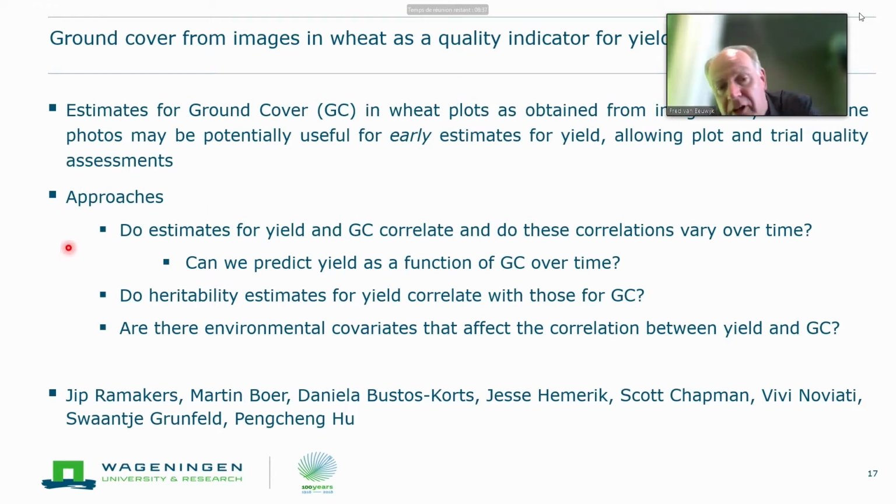And we verified at this moment, let's say, the following steps. We could look at whether yield and ground cover correlate over time for particular fields. And we can also ask ourselves, can we predict yield as a function of ground cover? We can also look at the heritability for yield and see whether the heritabilities for yields across a number of trials follow the heritability for ground cover at any of the time points or integrated.